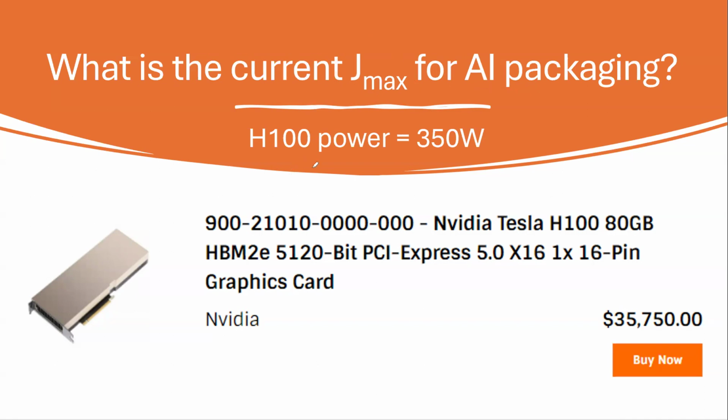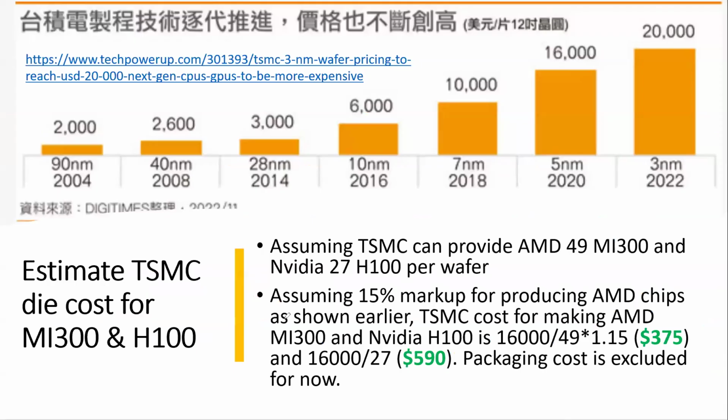And today, if you look at the hottest chip, the power consumption by an NVIDIA Hopper H100 is about 350 watts. And when you put a couple together, it goes to 1,000 watts easily, right? And look at how much it costs. See, it's $35,000.